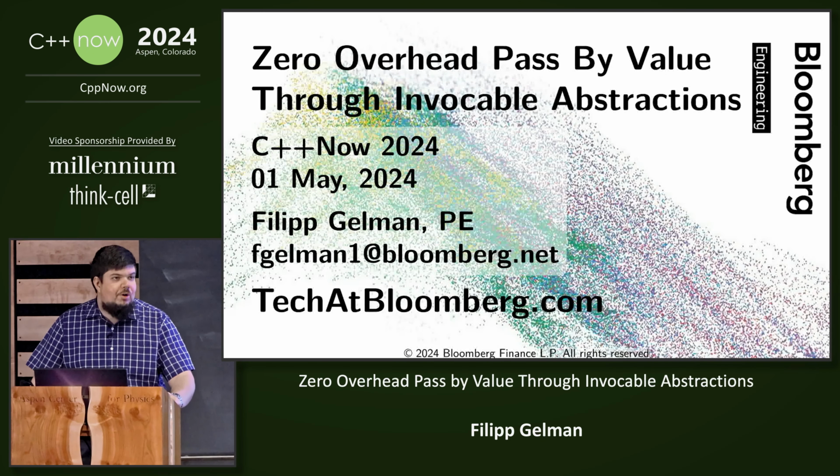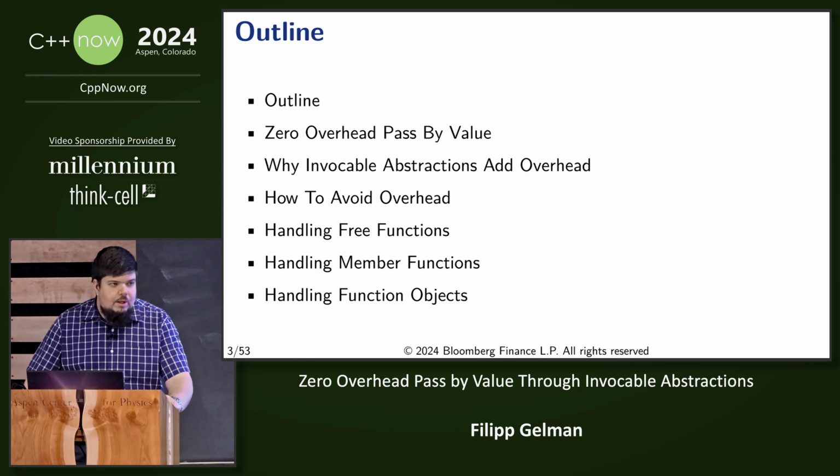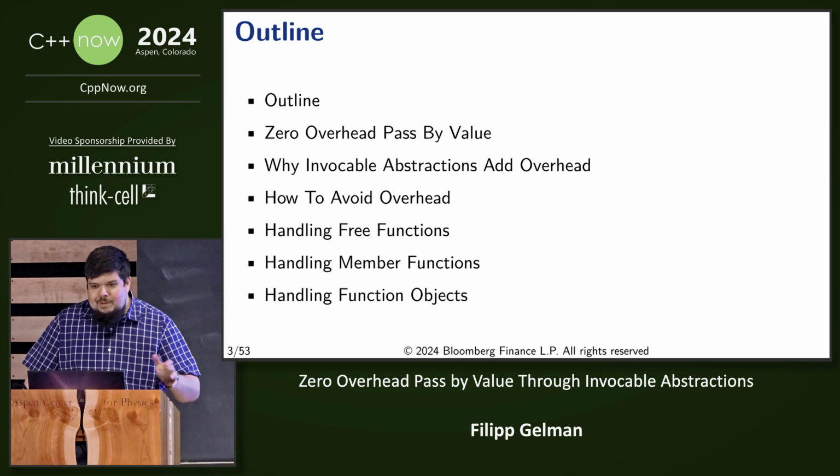And I'm here today to talk about passing function arguments by value through abstractions. So I'll go over what I mean. We can pass things by reference, L value reference, R value reference, and value. Value is nice, but there are some caveats around passing values through an abstraction like std function, function ref, any invocable, anything like that. So to clarify what I mean, I'm going to use a class.